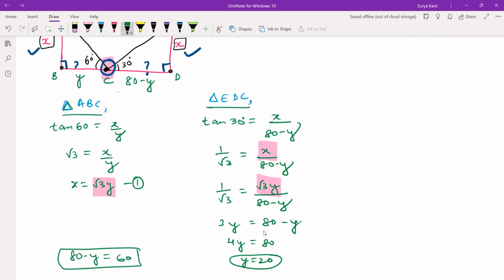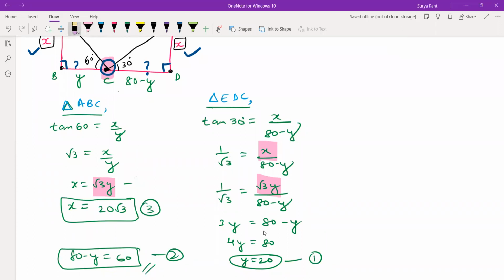So from a single point, the first part is 20, the second part is 60, and x, the height of the poles, is nothing but 20√3. There are 3 answers over here. First answer, second answer, and third answer. I just write in yellow color. All 3 are answers.